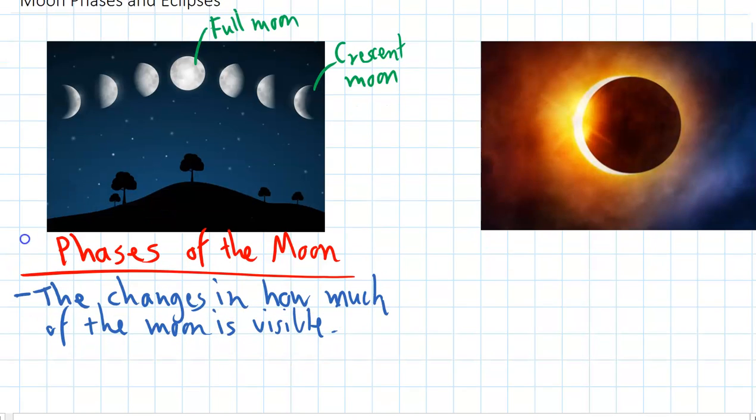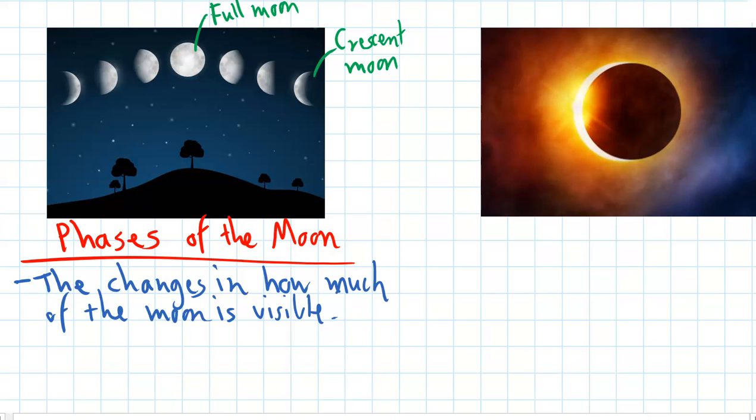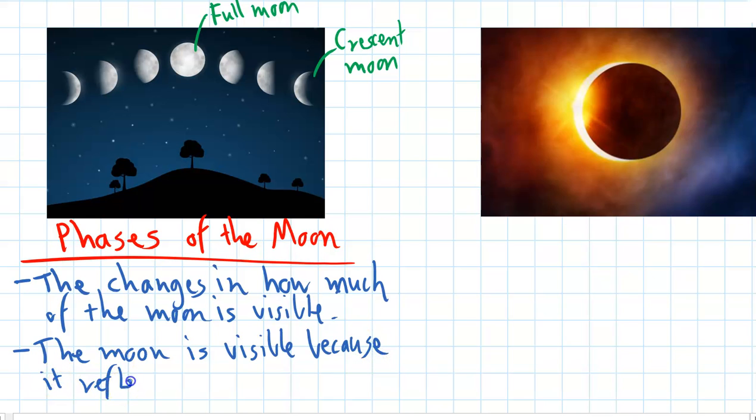And remember that the moon isn't making its own light. The only object that makes light is the sun. So all we're seeing is the light that comes from the sun, and it hits the moon and then reflects off it. So the moon is bright because it reflects light. It reflects the sun's light.